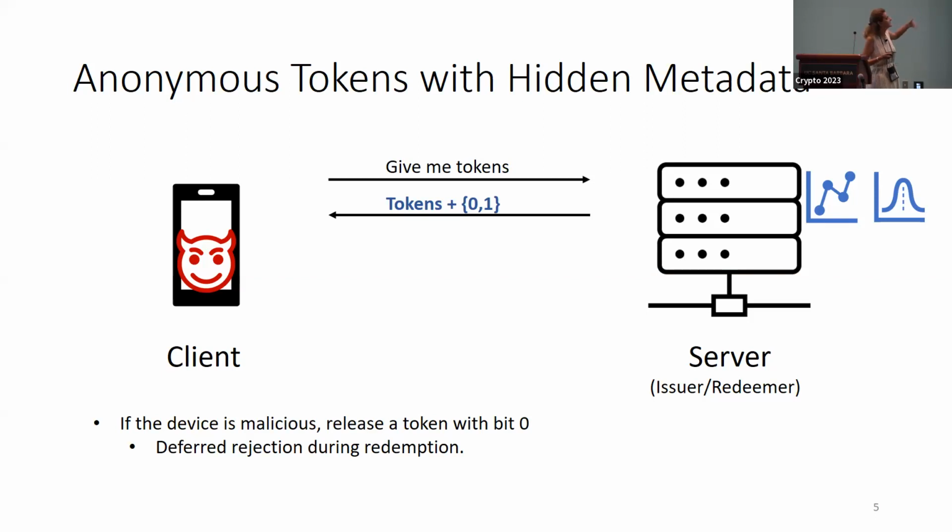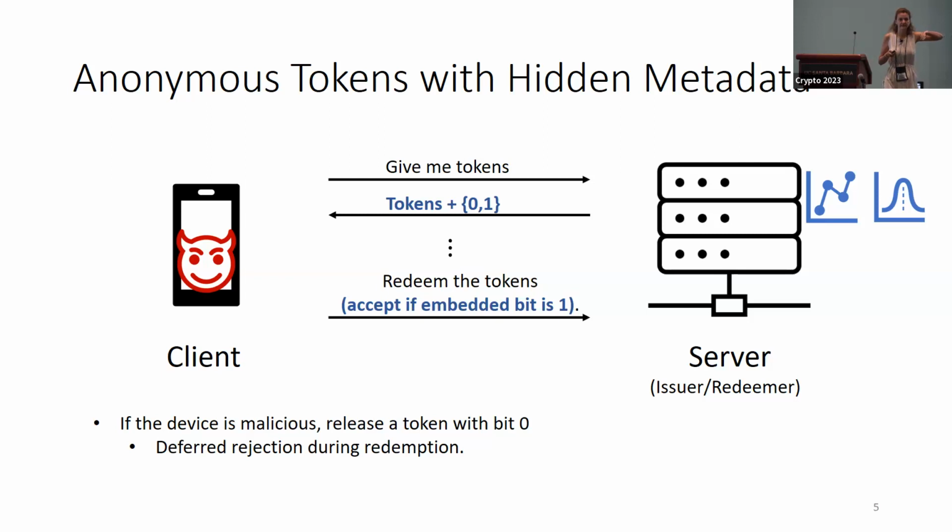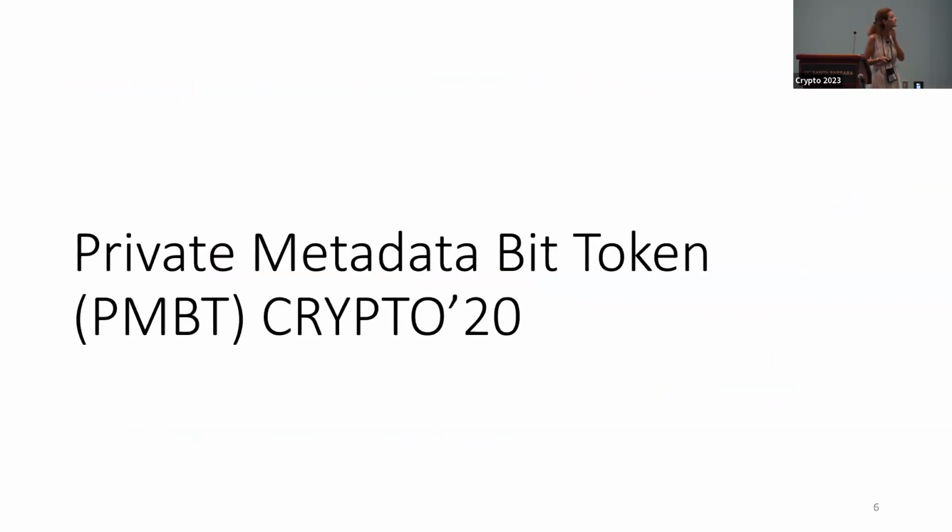The idea again is to give the token no matter what the decision on the server side is, but with an embedded bit. And when the client comes back with those tokens, the client does not know what is inside the token, the bit is hidden, and the server will accept if the embedded bit is 1. And that's why the primitive's name is anonymous tokens with hidden metadata bit.